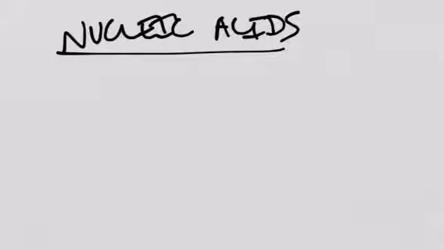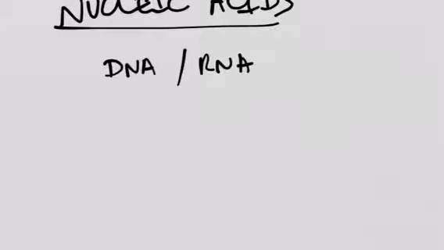Okay, so the first type of organic compound, or organic molecule we are going to talk about is nucleic acids. And I'm sure you all have heard of nucleic acids before. 2 examples of nucleic acids are DNA or RNA. Deoxyribonucleic acid, or just straight up ribonucleic acid. Well, the function of nucleic acids are to encode genetic information. So that's what they do.